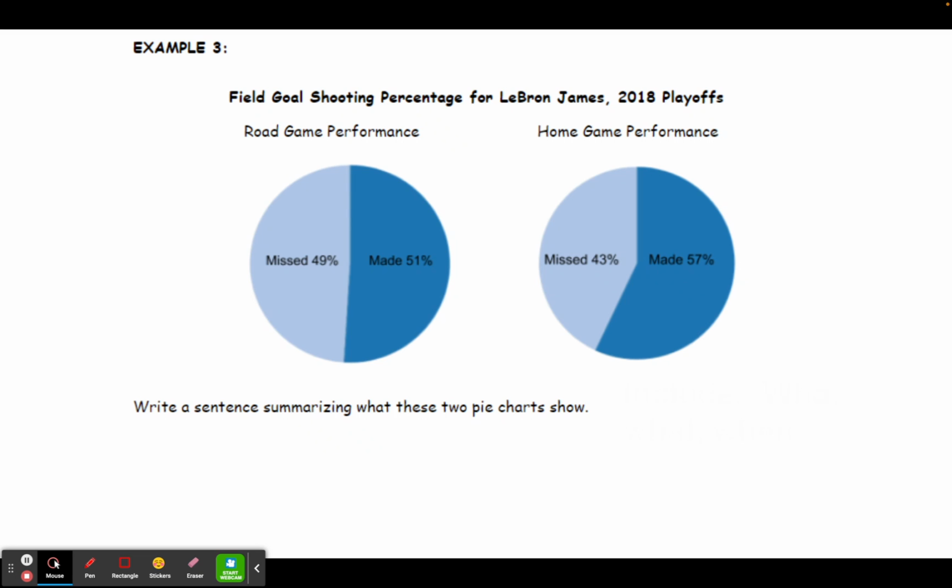And based on this, we can then write a sentence summarizing what these two pie charts show. Typically, when you describe a distribution, we want to include information about who, what, and when the graphs are showing us. So the who in this case would be LeBron James, the what is his field goal shooting percentage, and the when is during the 2018 playoffs. The when is important because we want to be sure we let the people looking at the graph know that we're talking about just the playoffs in 2018 and not the entire season or not his entire career.